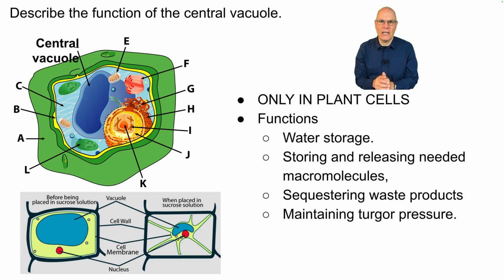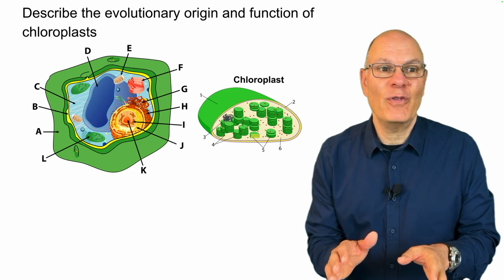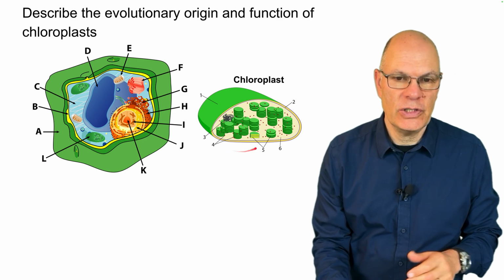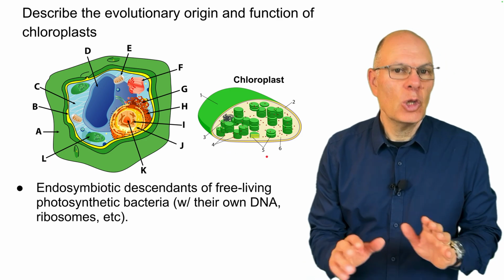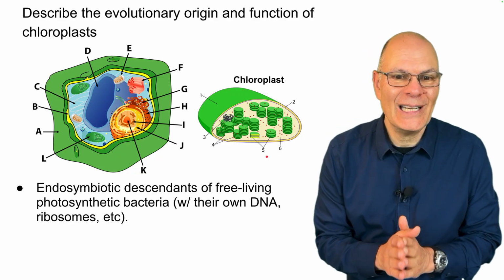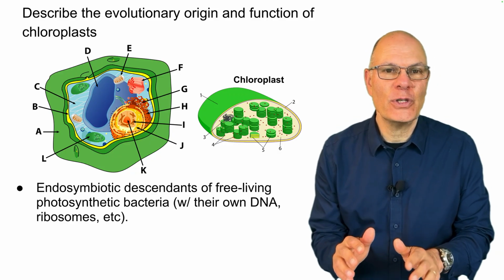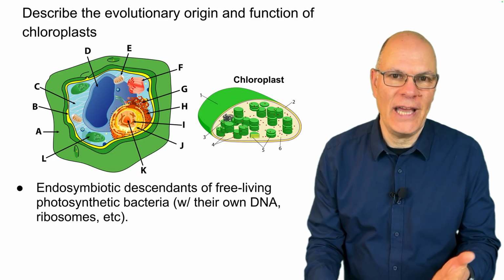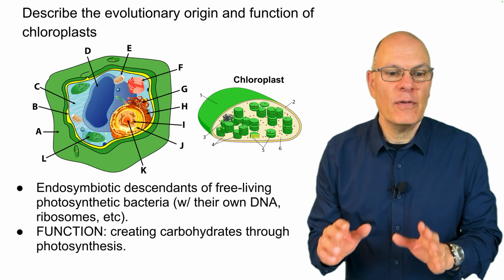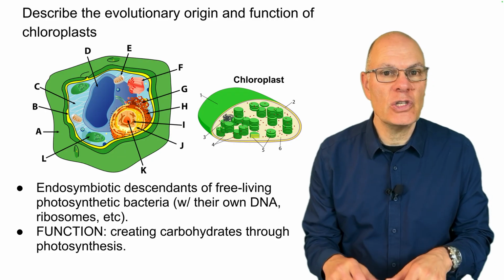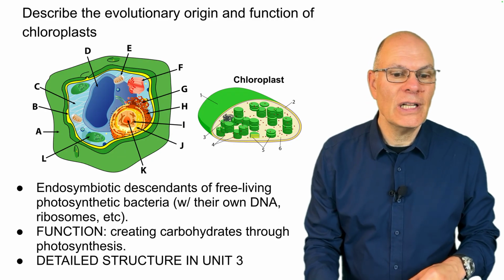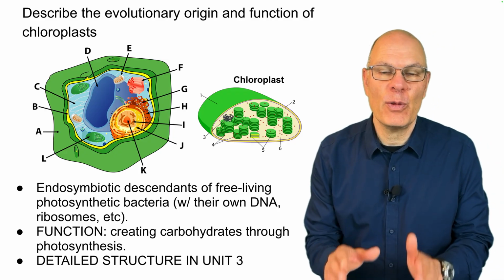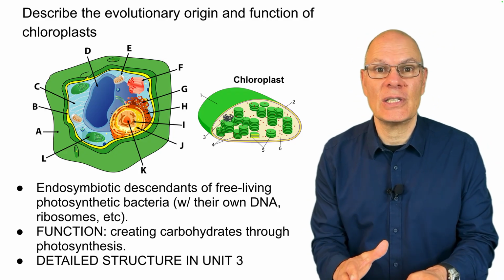They're not wilting. Describe the evolutionary origin and function of chloroplasts. Here are chloroplasts over here. Here's a single chloroplast. Chloroplasts are the endosymbiotic descendants of free-living photosynthetic bacteria, and that's why they have their own DNA, their own ribosome. That's why they have 2 membranes. Their function is creating carbohydrates through photosynthesis. We're going to leave their detailed structure and how they work for Unit 3 when we discuss photosynthesis.